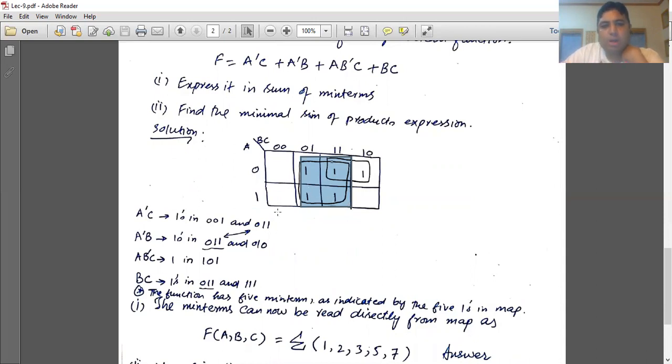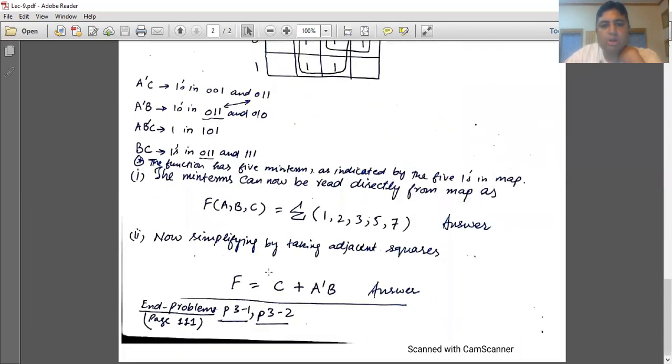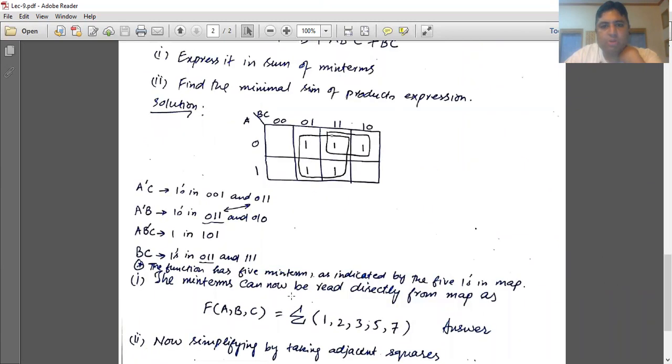So A will be eliminated, and which other variable will be eliminated? You can see on the top, B is 0 here and B is 1 here. B is changing from 0 to 1, but the function is not changing. The function is remaining the same. So B is also eliminated. A is eliminated and B is eliminated; the third variable is C. C is 1 here, C is 1 here, so we will write C here. C is the first term of the simplified expression.